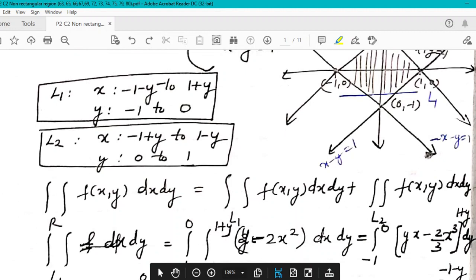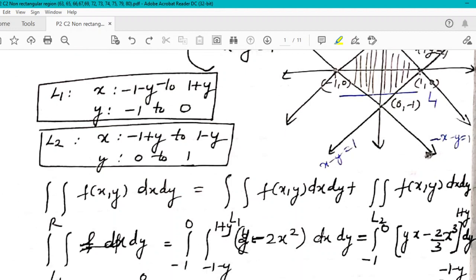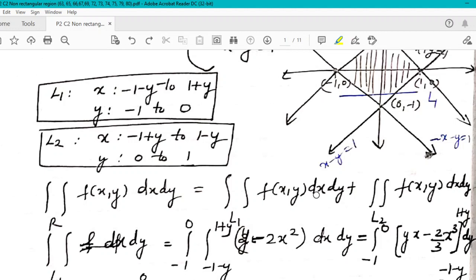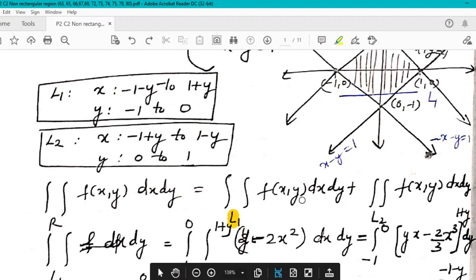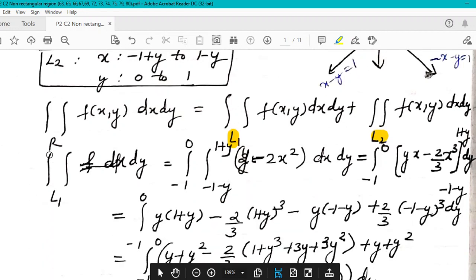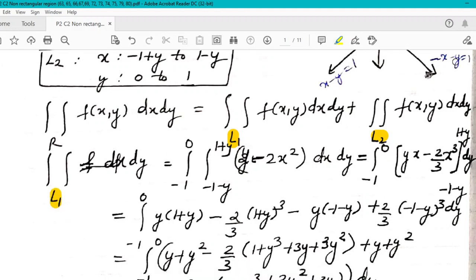Now we are going to do our integration part. We have to find the double integral of f of xy dx dy. This is equal to the double integral over L1 of f of xy dx dy plus the double integral over L2 of f of xy dx dy. Now you will find these two separately and substitute in this. First I am going to consider the double integral over L1. Here we have already found the limits of L1.